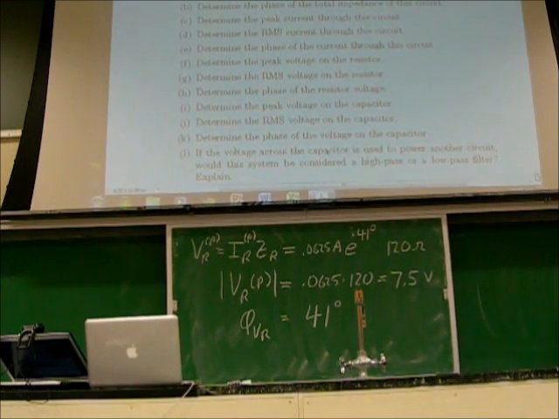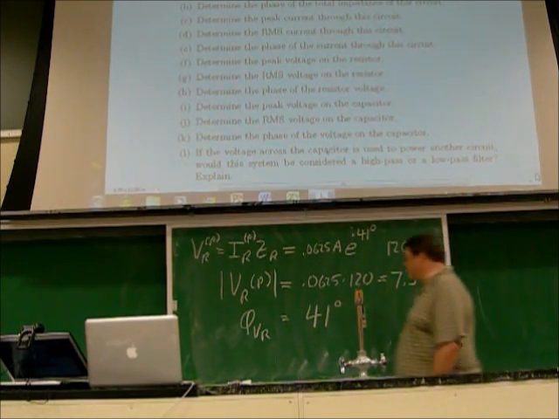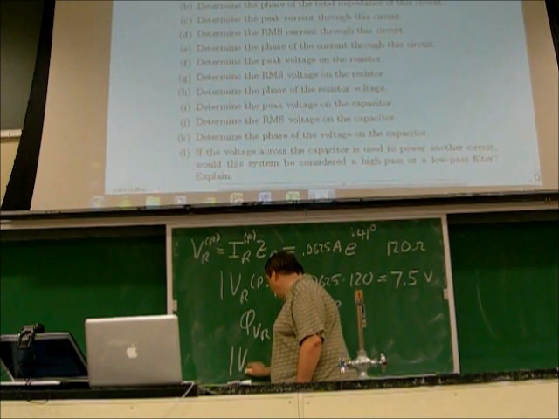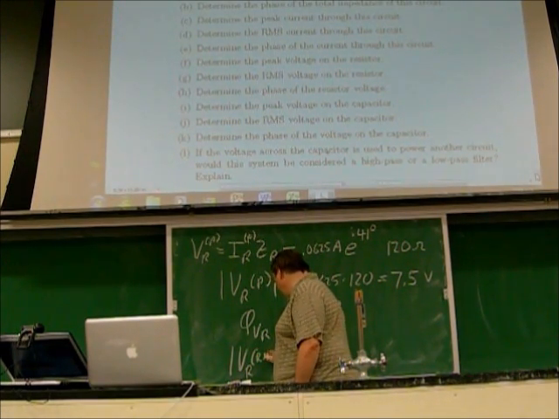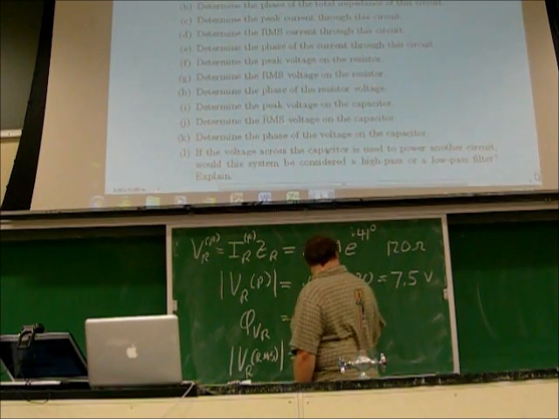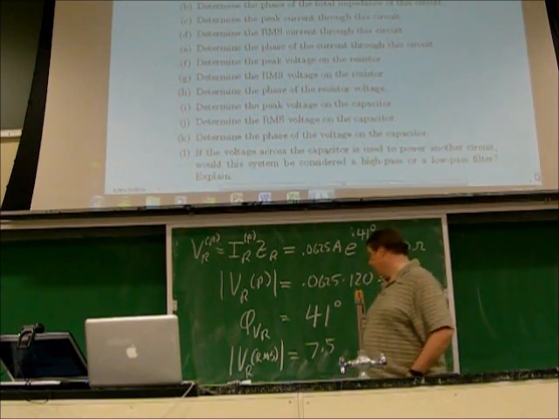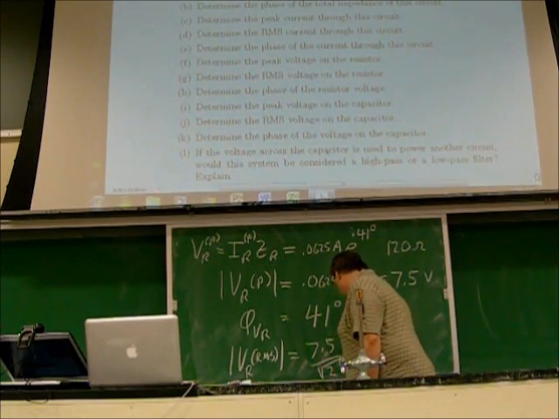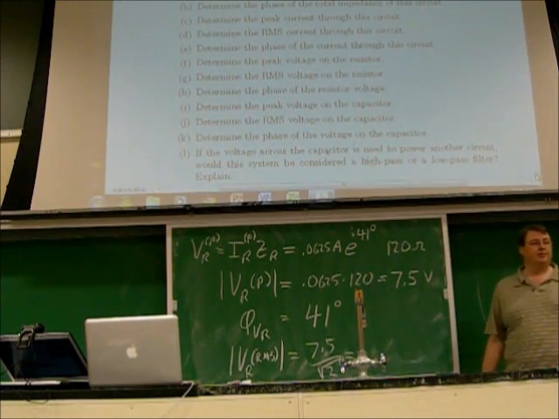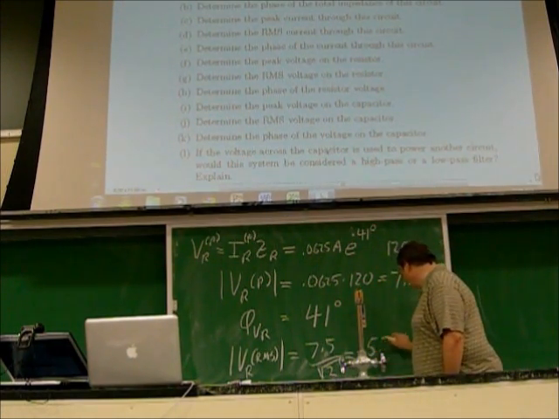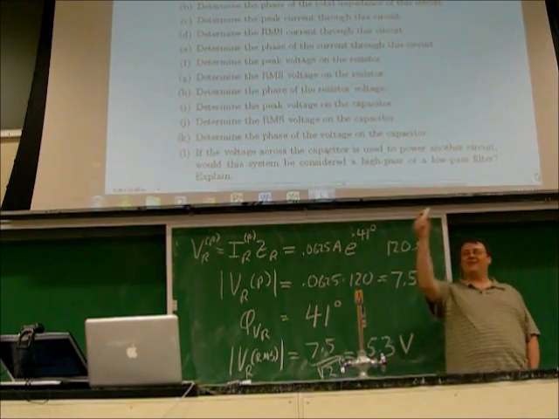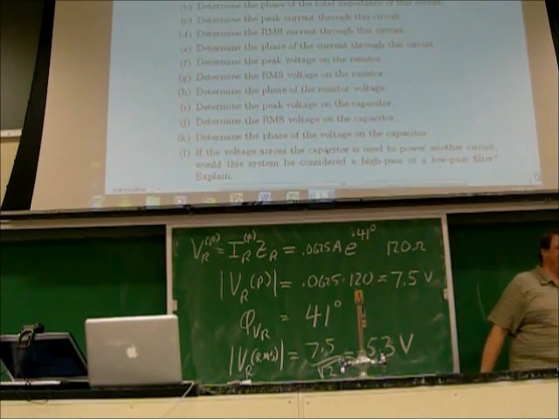Okay? I have left out a calculation at this point. What calculation have I left out? Yes, which says determine the RMS voltage on the resistor. So the magnitude of the voltage on the resistor as an RMS is equal to 7.5 volts. What do I do? Multiply or divide by square root 2? Divide, because RMS is always smaller than peak, and so we get what? 5.3 volts. Ah, that's where the 5.3 was coming from. It was the RMS.